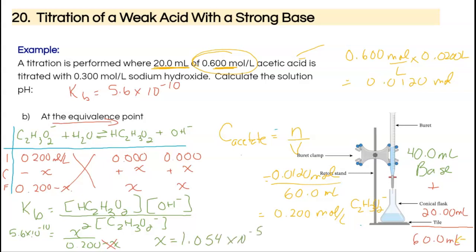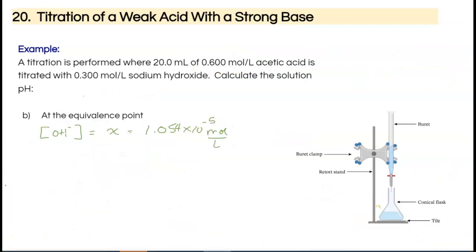I've carried some extra digits here. And now that I have that value, I know that that represents also, right, because remember, what is x representing? It's representing the concentration of hydroxide ion in solution. So this is equal to my hydroxide ion concentration. And that's how I'm going to get pH eventually. And so I'm going to move that to the next slide and carry on.